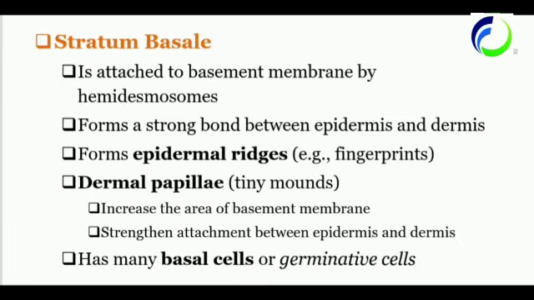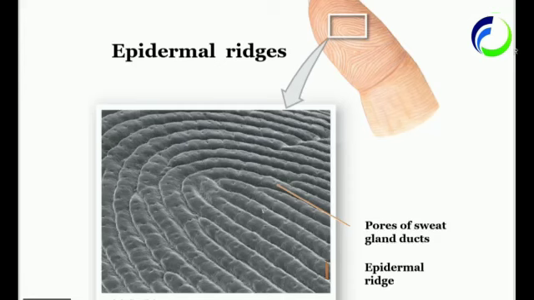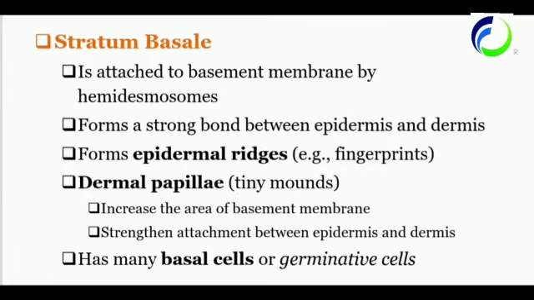The first one is stratum basale. It is attached to the basement membrane by hemidesmosomes, and it forms a strong bond between the epidermis and the dermis, the middle layer. It also creates epidermal ridges, the fingerprints. It has tiny mounds called dermal papillae. These increase the surface area of the basement membrane, and also strengthen the attachment between the epidermis and dermis.